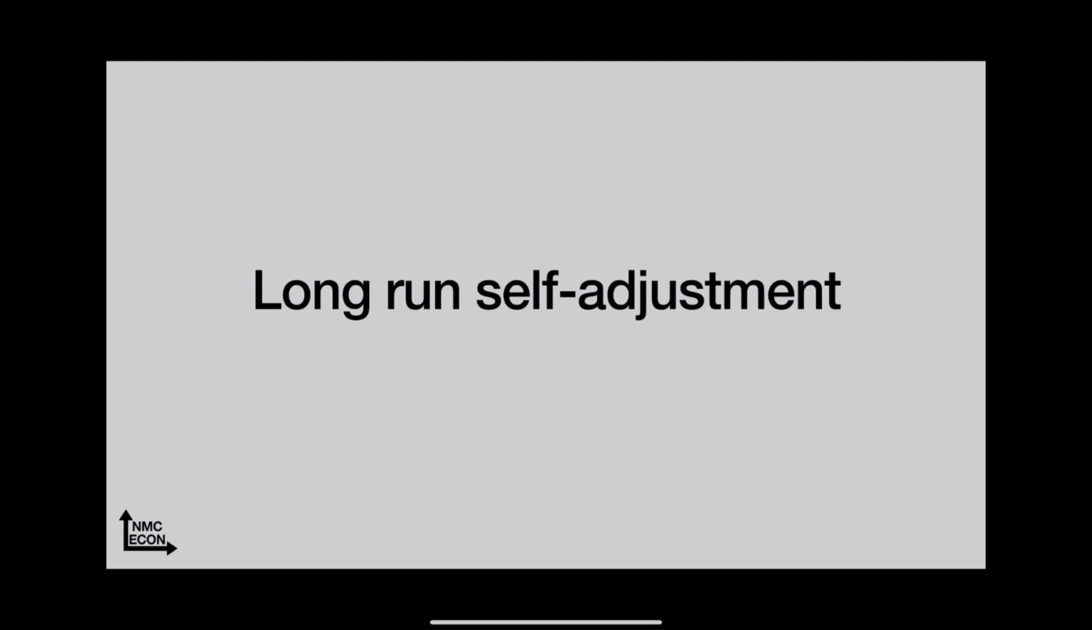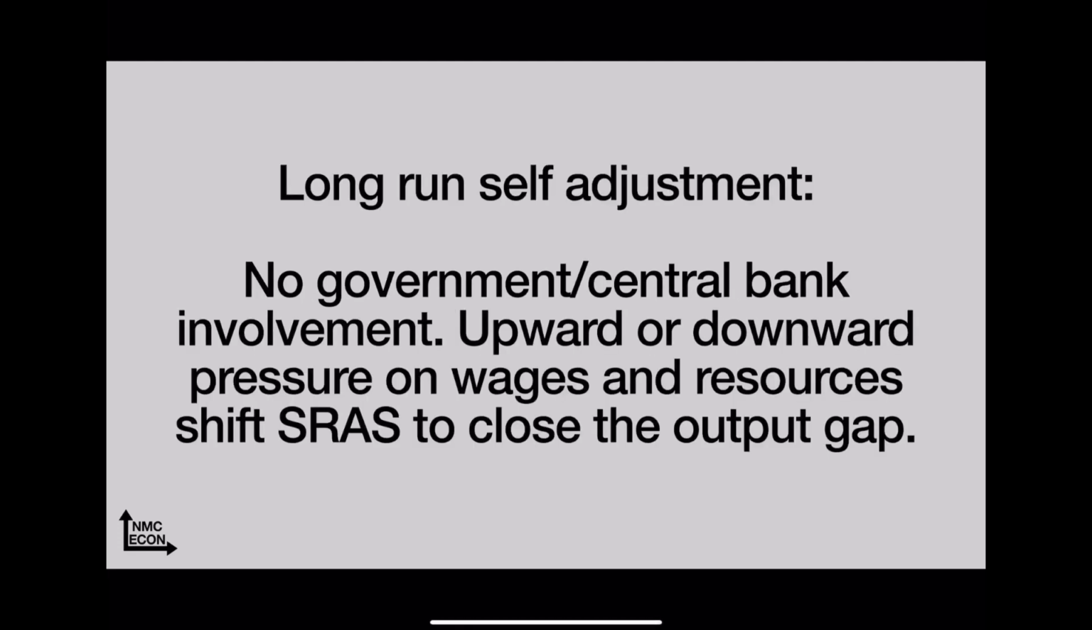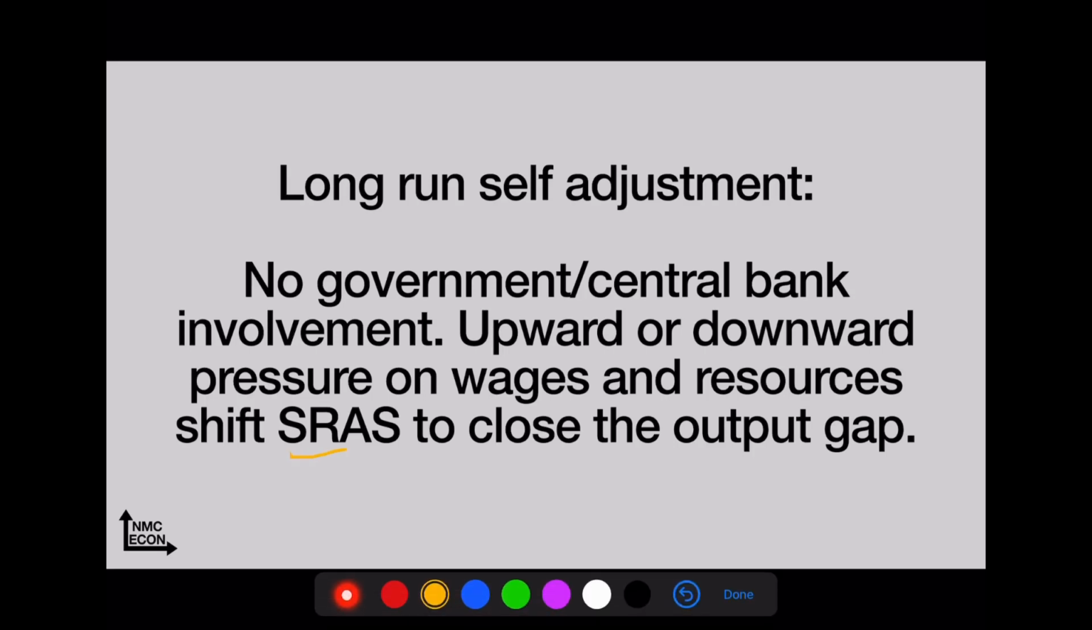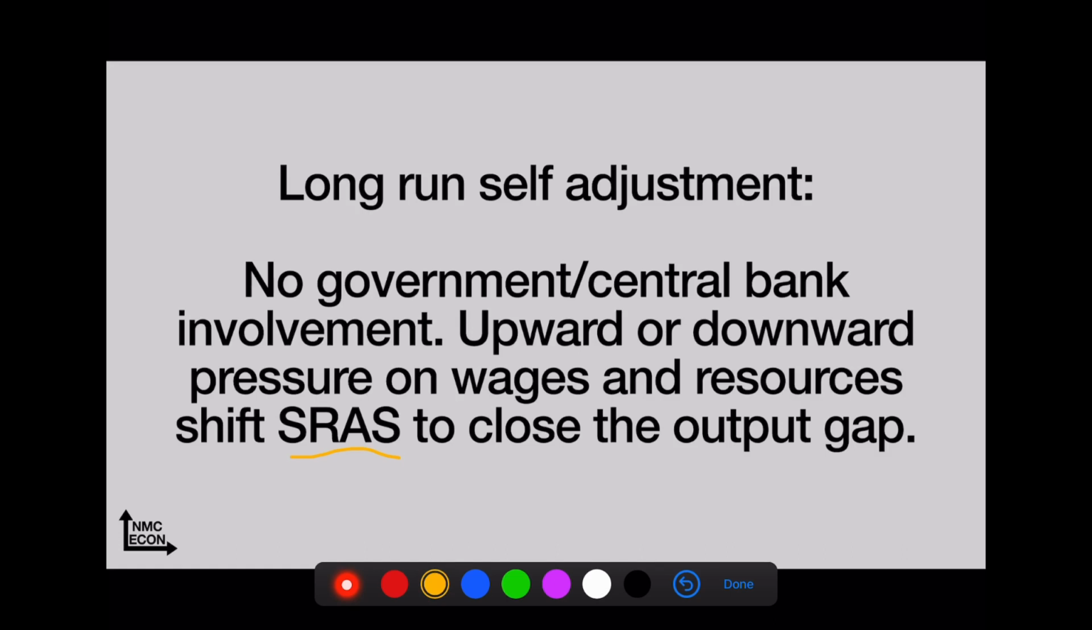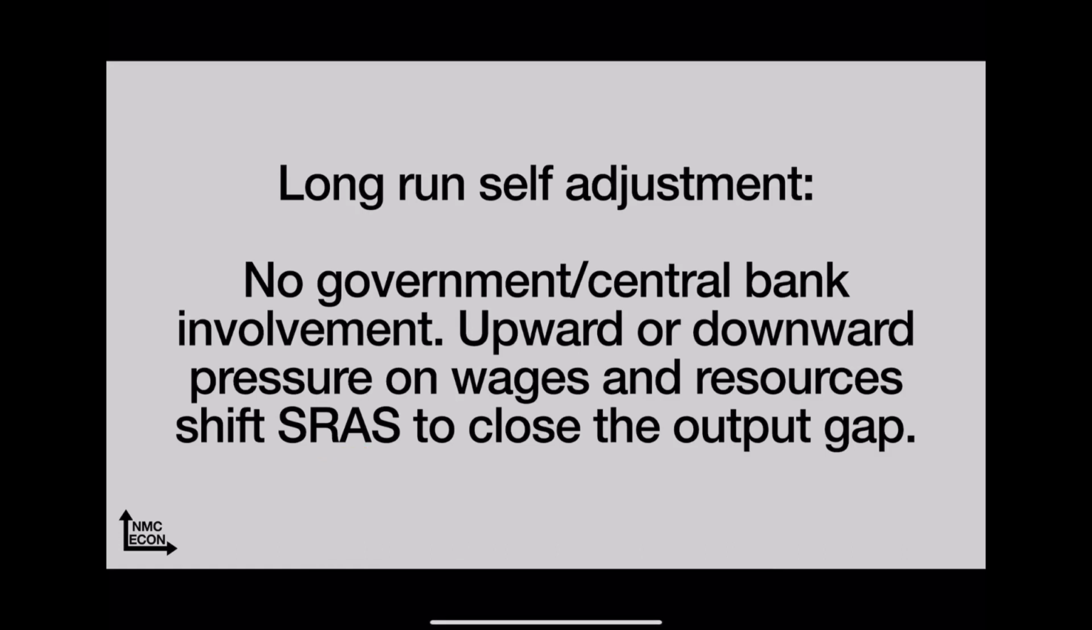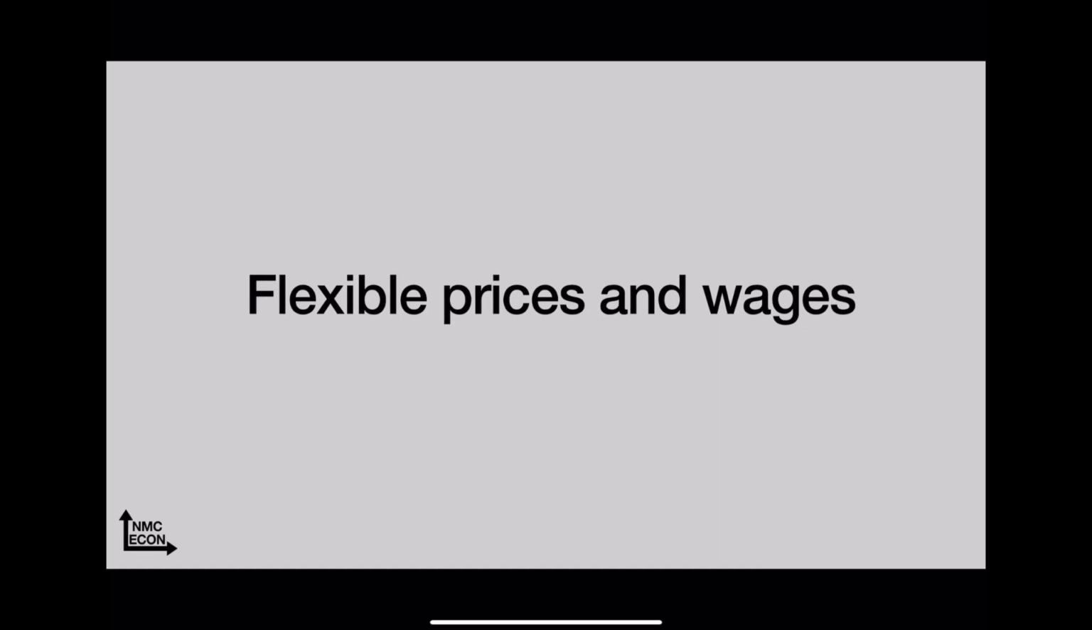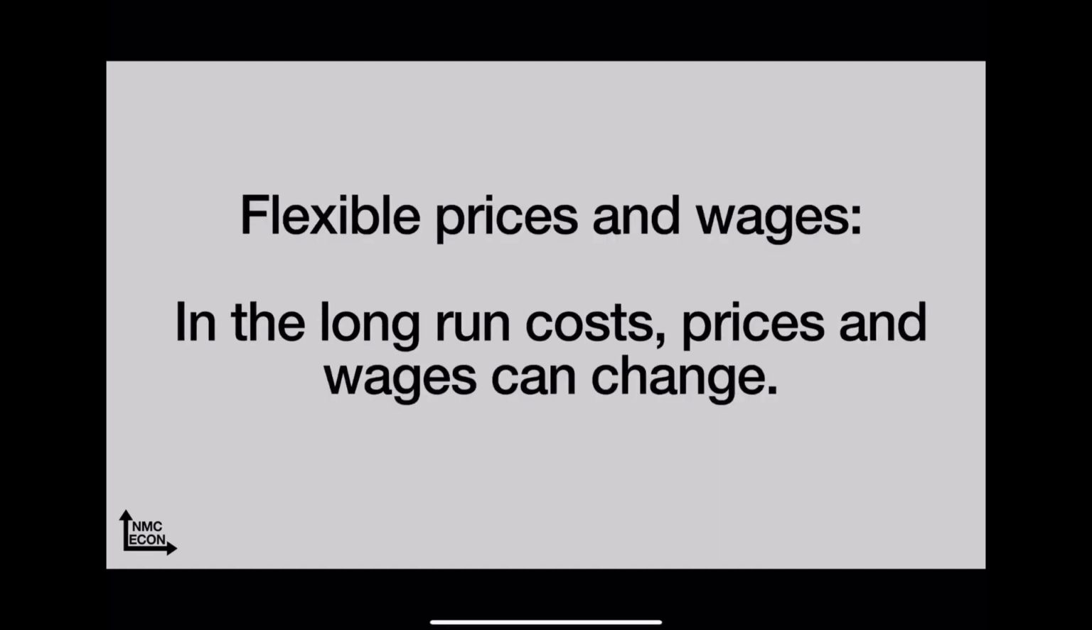Long-run self-adjustment. We talked a little bit about this a moment ago. This is when there's no government or central bank involvement, so no fiscal or monetary policy. And we see upward or downward pressure on wages and resources. That depends on whether it's a negative or positive output gap. And that will shift SRAS to eventually close the output gap. But it can take a while. This can be painful. Flexible prices and wages. This is the idea that in the long run, costs, prices, and wages can all change. In the long run, these things are flexible. Contracts expire and you can renegotiate.